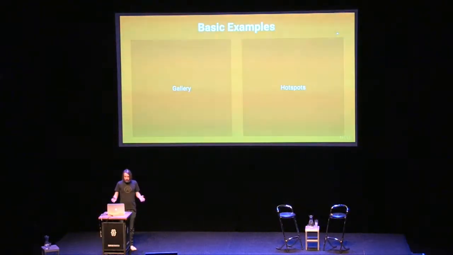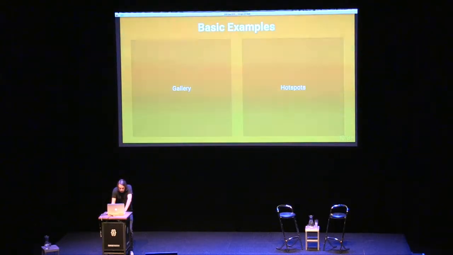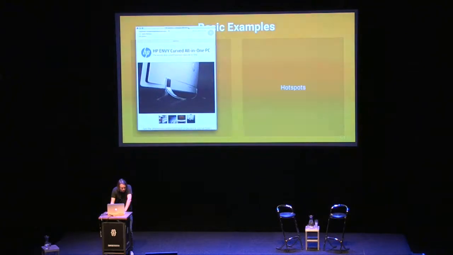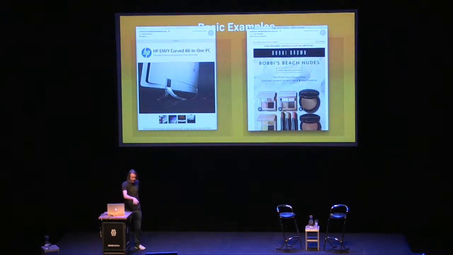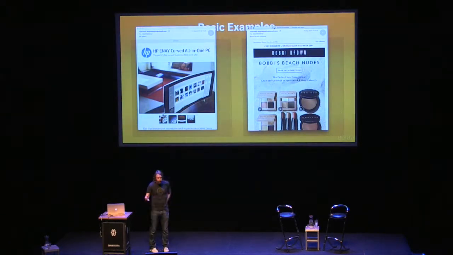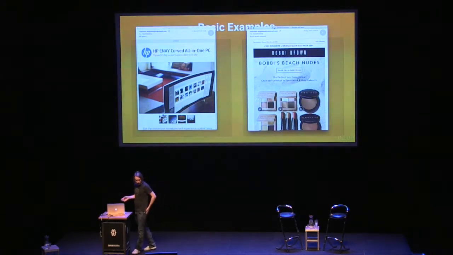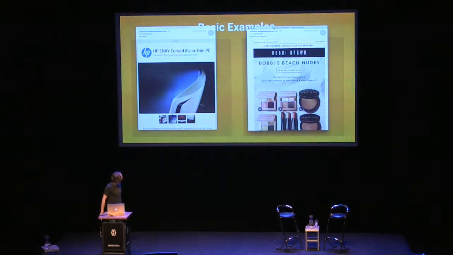So a couple of examples that I'm going to bring in here. I'll just pull that over. There's one there. There's a gallery and some hotspots. These are emails. These are in Apple Mail, which is one of the good email clients. I rate them in good and not nice.